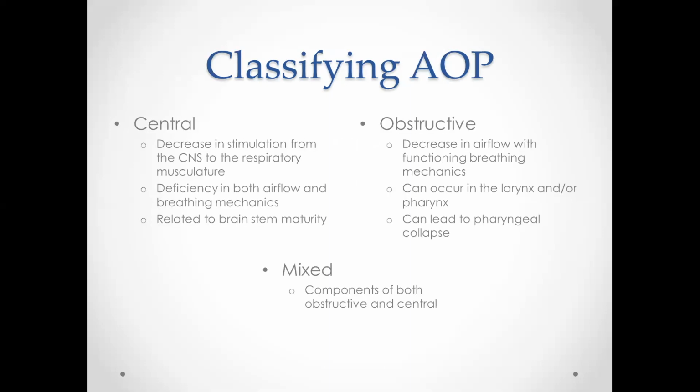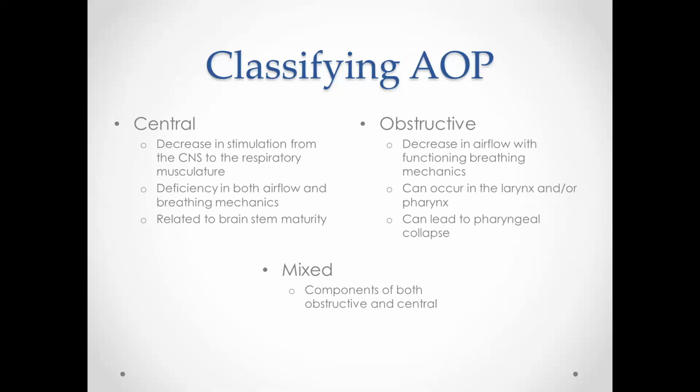So central apnea of prematurity is going to be related more so to brainstem maturity. It involves decreased stimulation from the central nervous system, hence the classification of central, and it's decreased stimulation for the respiratory musculature. In general, this is going to be a deficiency in both the airflow and also just the breathing mechanics involved. And like I said previously, it's related to brain maturity. It's based on delayed neuronal conduction. So the more immature the brainstem is, the more likely you are to have central apnea.